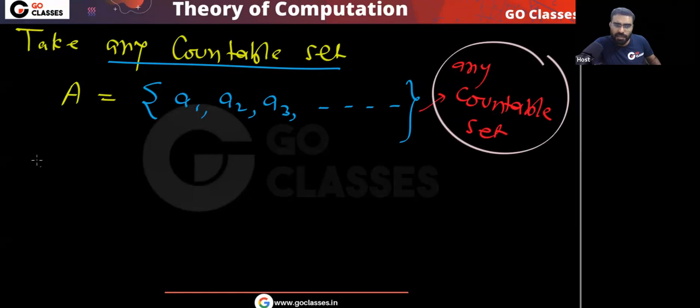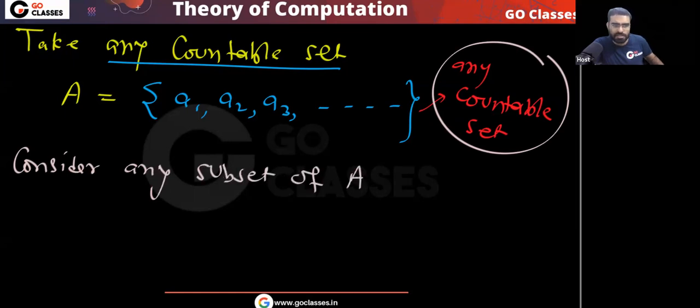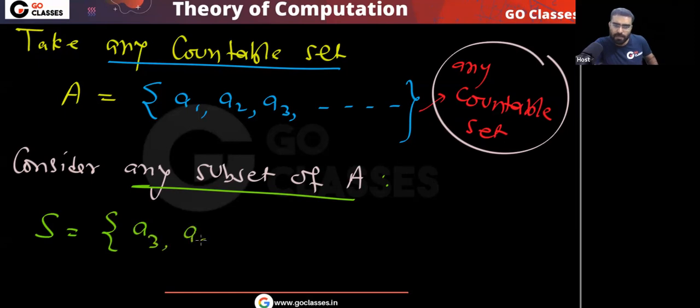Now, consider any subset of A. Whatever subset you want, you can consider. For example, let's consider this subset, like A3, A7, A9. Are you getting my point? Any subset you can take. Is this clear? So consider any subset of A.